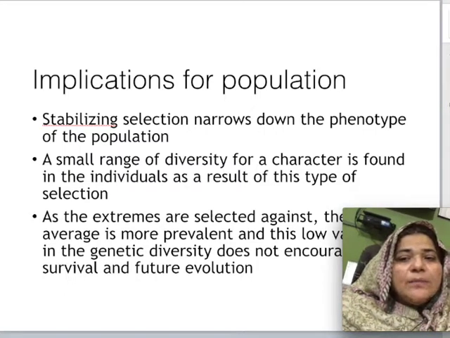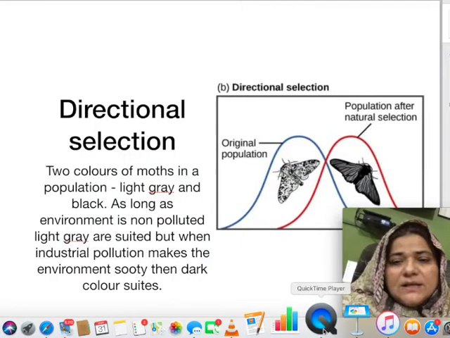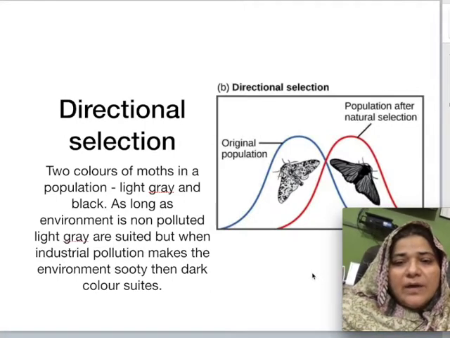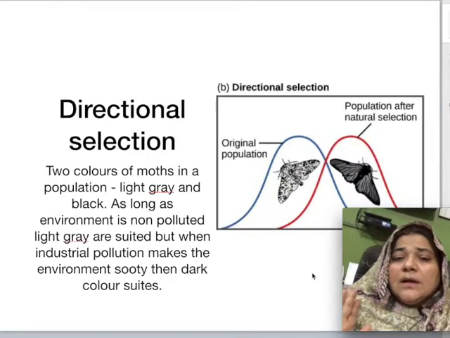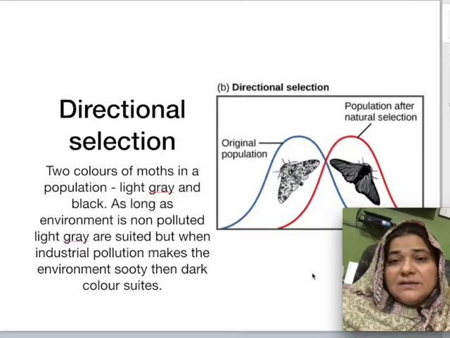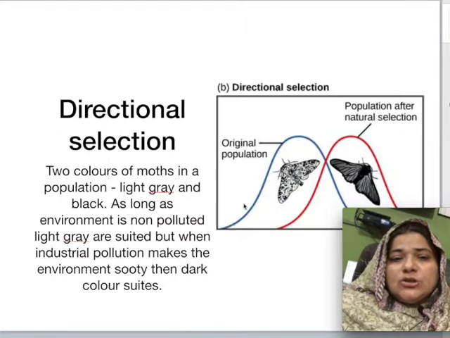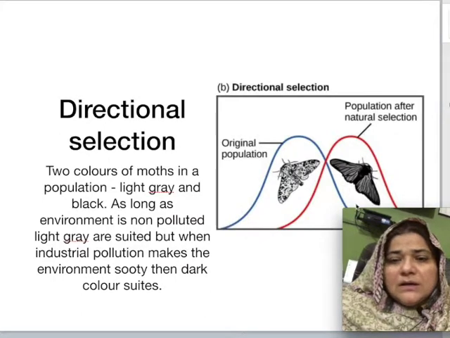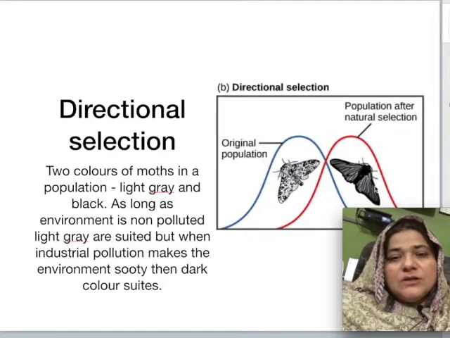Now the second type of selection is the directional selection. We have already discussed this type of change in the environment. Say for example, in the light of the Industrial Revolution, the grey moths were selected against, and the black moths were favored by natural selection, and hence you can see that this normal distribution curve with these two extremes has completely shifted a little forward.